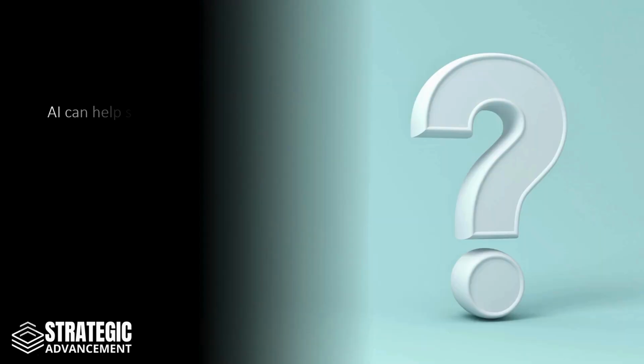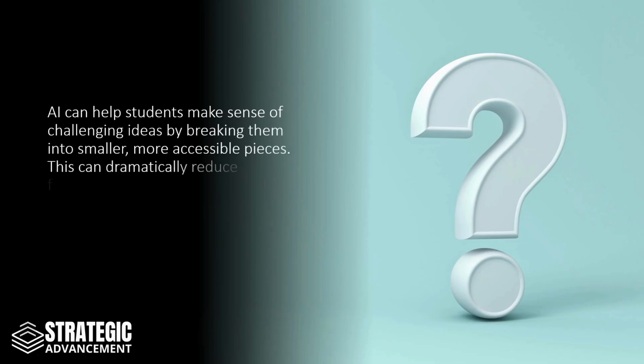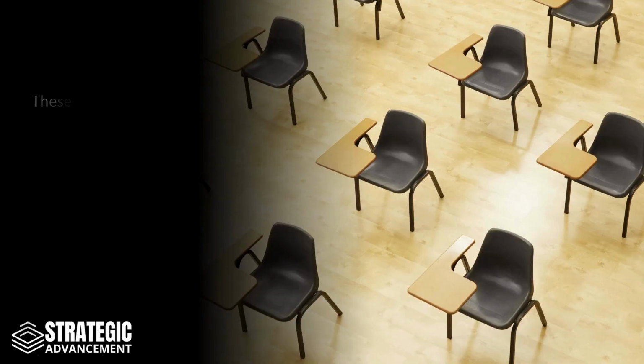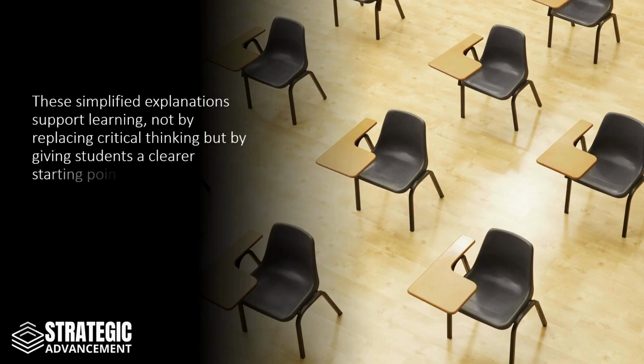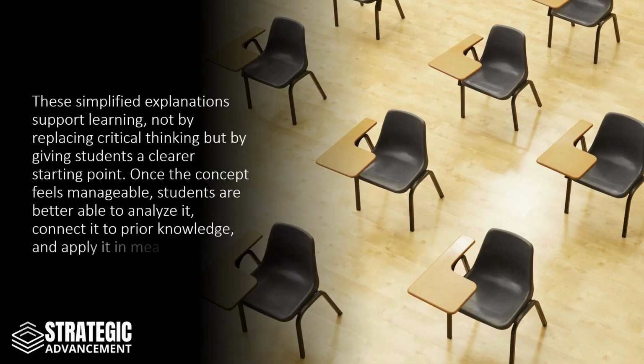AI can help students make sense of challenging ideas by breaking them into smaller, more accessible pieces. This can dramatically reduce frustration, especially when working through dense textbooks, complicated theories, or unfamiliar processes. These simplified explanations support learning, not by replacing critical thinking, but by giving students a clearer starting point. Once the concept feels manageable, students are better able to analyze it, connect it to prior knowledge, and apply it in meaningful ways.